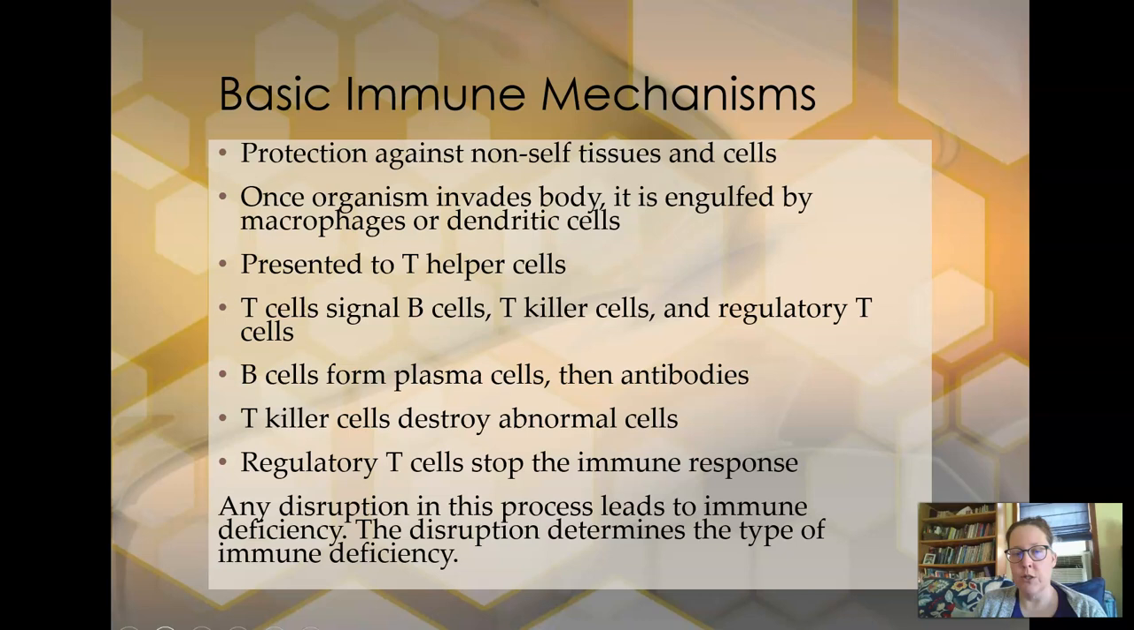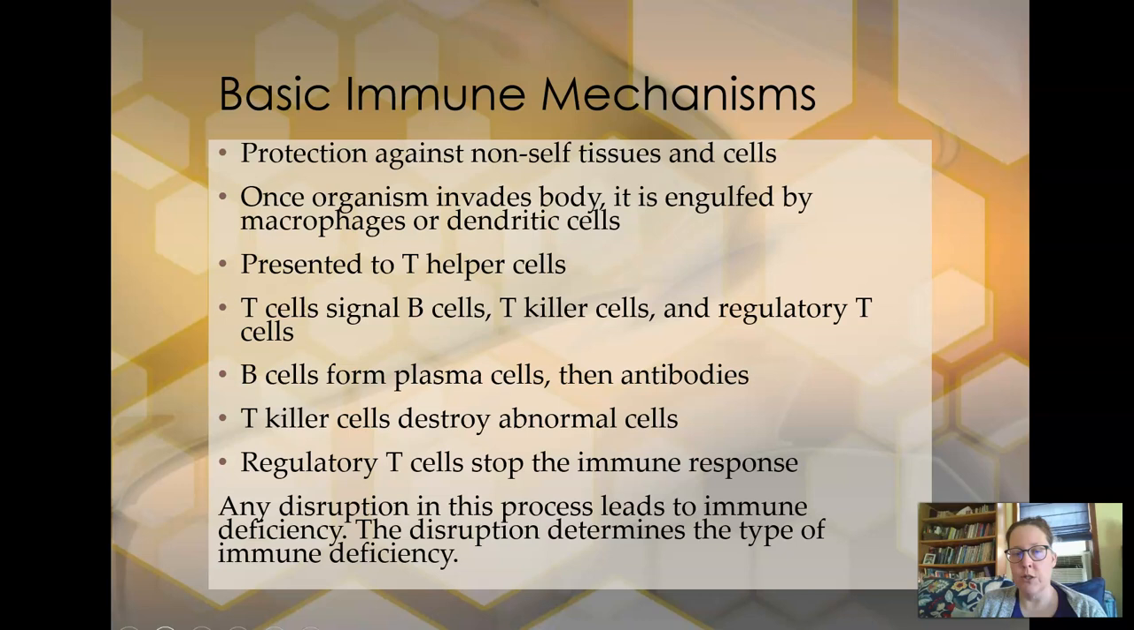The regulatory T cells are important to stop the immune response. So we know B cells, like I just said, form plasma cells, and plasma cells make antibodies against that specific invader. And your cytotoxic T cells, or your T killer cells, will destroy any viral infected cells or normal cells that are associated with the antigen.